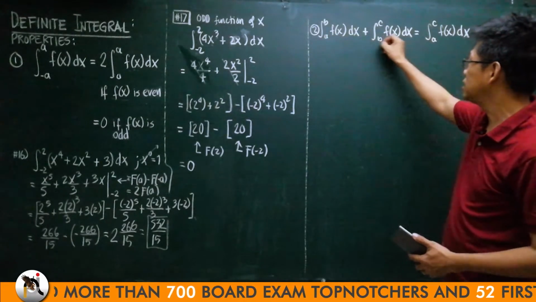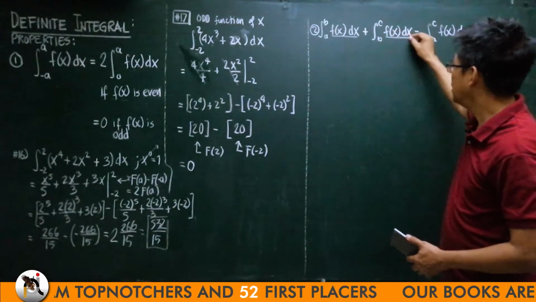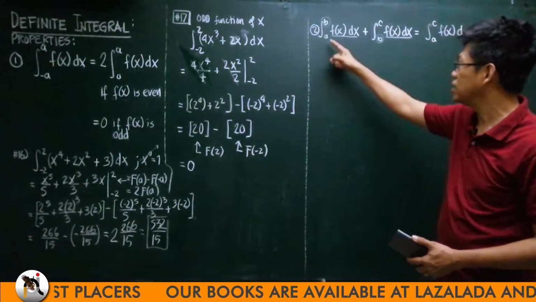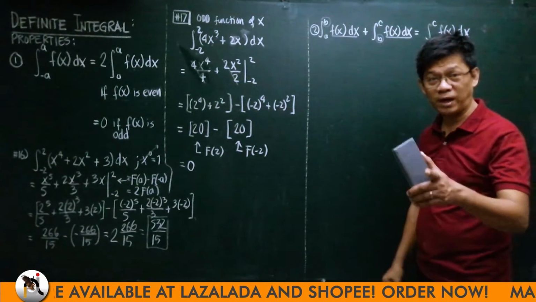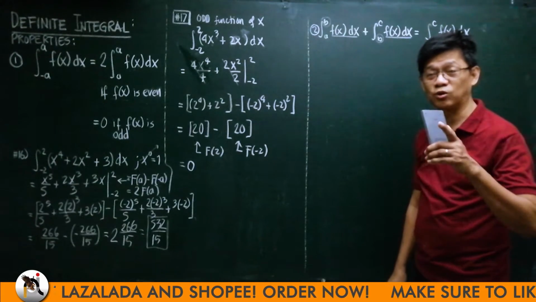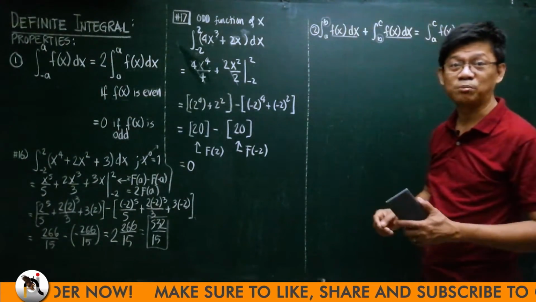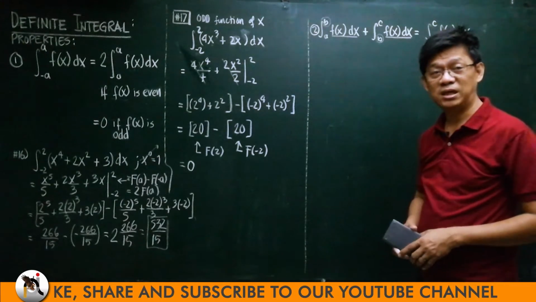When you notice that you are integrating the same function, the upper limit of this is the lower limit of this, then you can just make it continuous from a to c, provided that the function is continuous within a to c, meaning there is no point of discontinuity. There is no point where the function will not be defined.